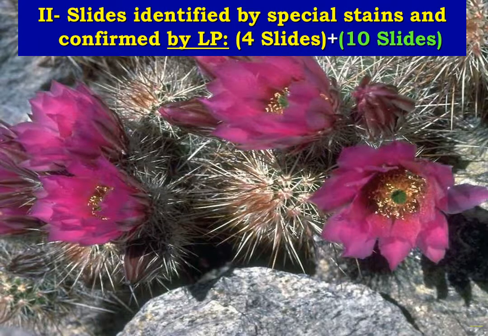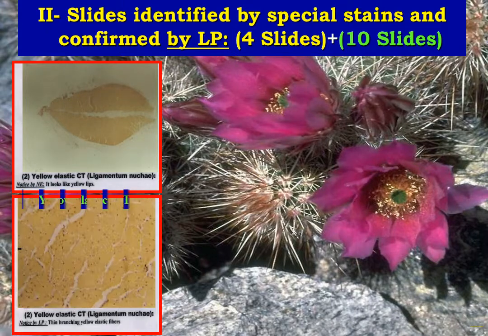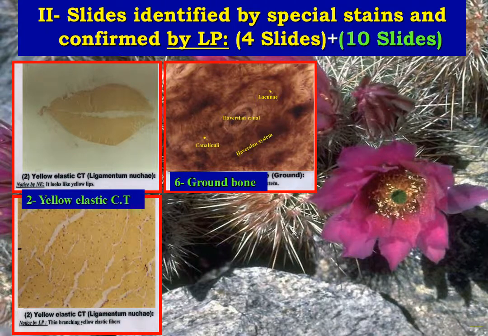Slides identified by special stains and confirmed by low power. Yellow elastic connective tissue in ligamentum nuchae stained with Van Gieson. It appears yellow in color. Ground compact bone unstained. It appears brown in color.